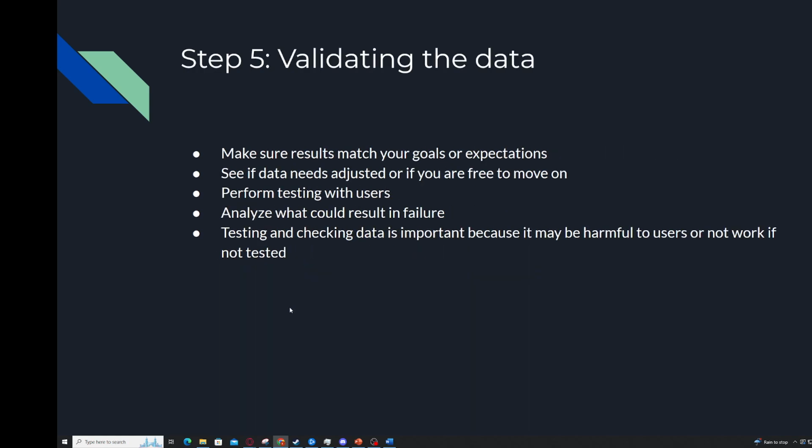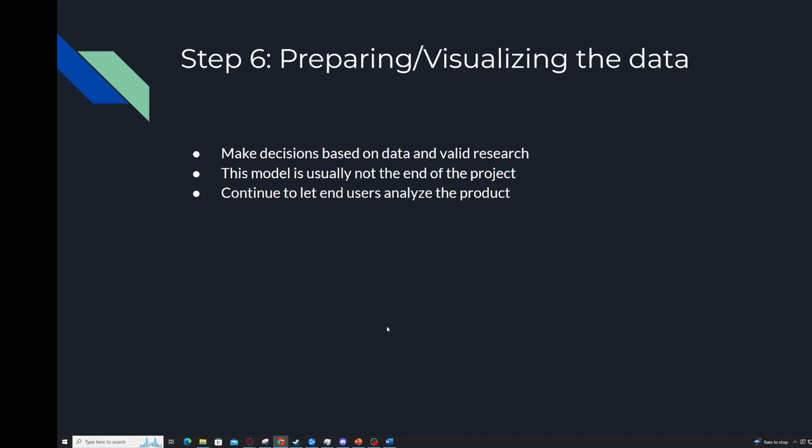Step 5: validating the data. Just make sure your results match the goals and expectations. See if data needs to be adjusted or if you're free to move on. Perform testing with users. Analyze what could result in failure. Testing and checking data is important because it may be harmful to users, or it may not even work if it's not tested. You want to make sure it works and the data works. If it doesn't work, then there's no use in having it. Step 6 is preparing and visualizing the data.